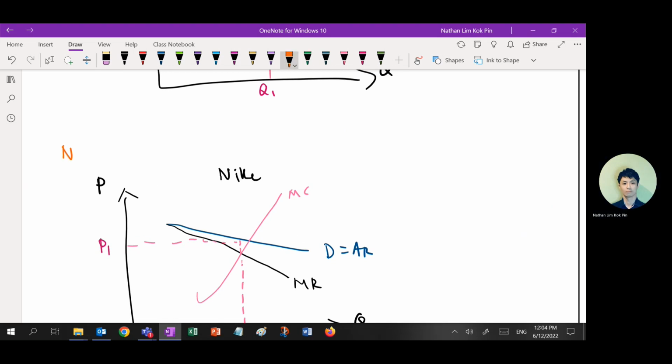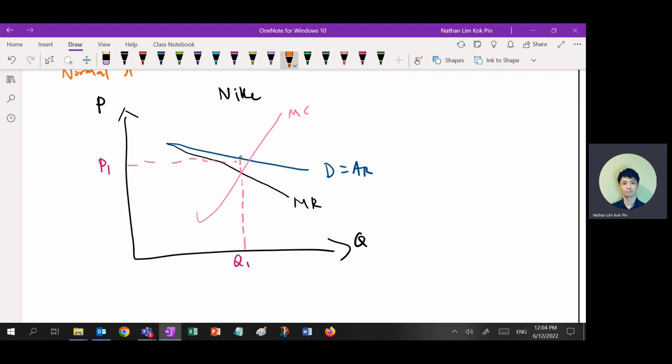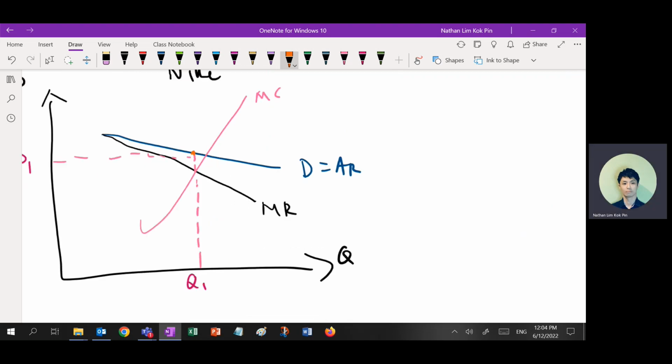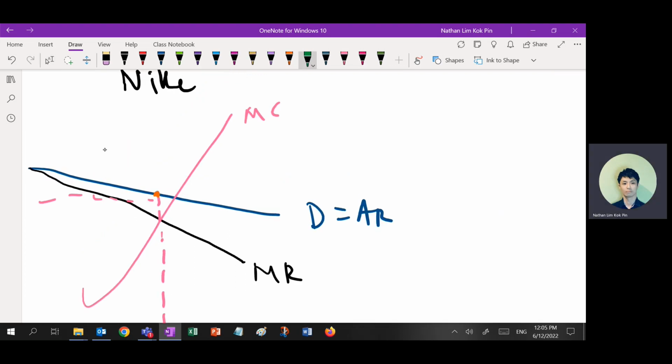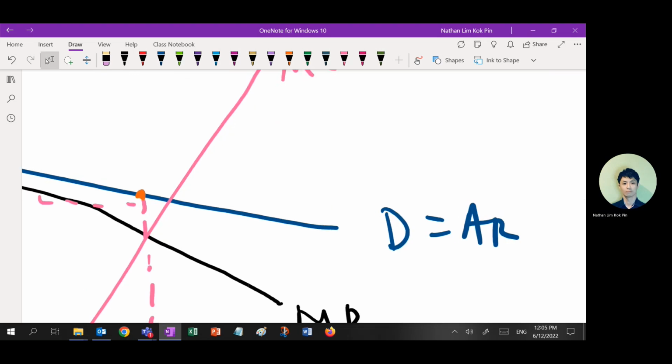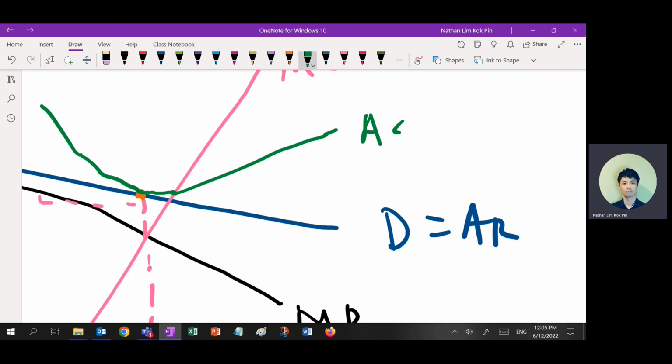For normal profit, what you need to do: at this vertical dotted line, they will touch the AR curve here. Okay? Then what you need to do, you have to draw your AC curve very flat. Touch this curve, don't overlap. Continue, go down, but touch here. Once they reach the MC curve, then only go up. This is known as tangent.